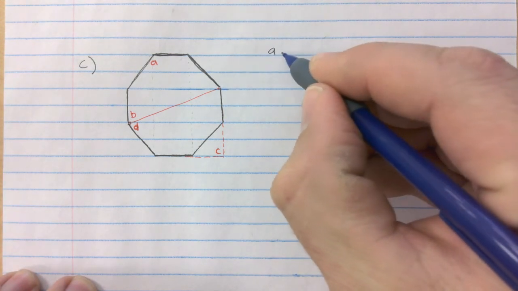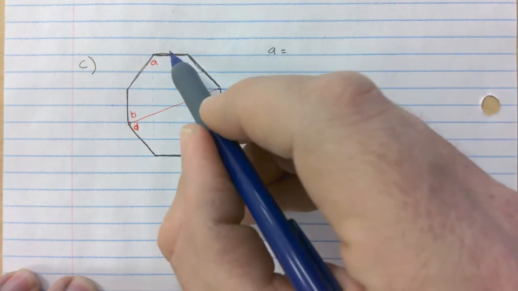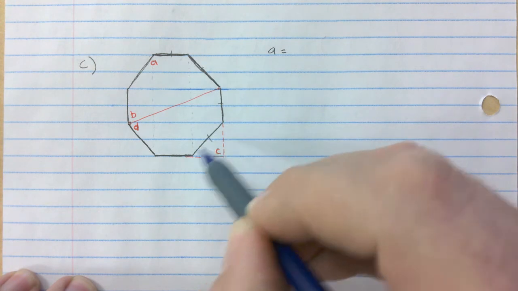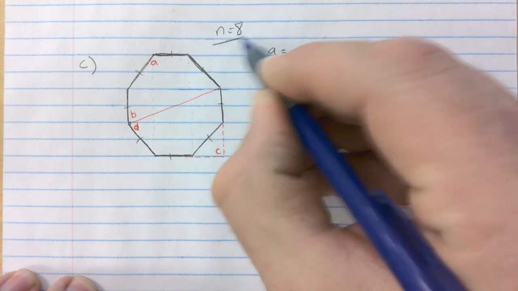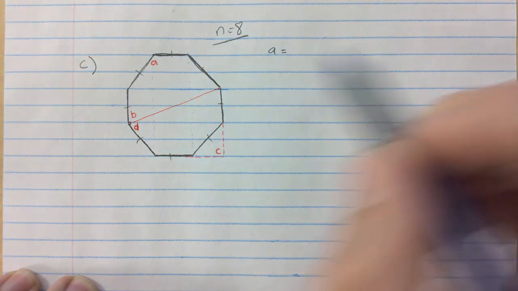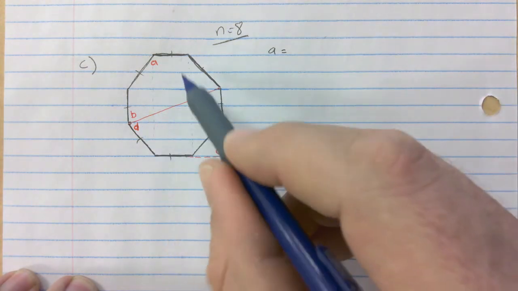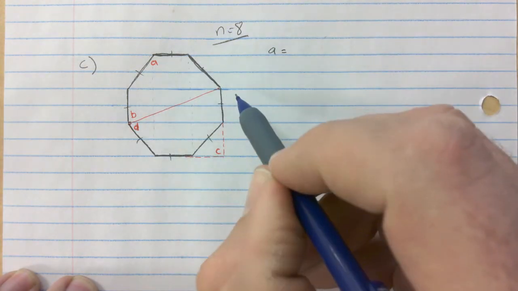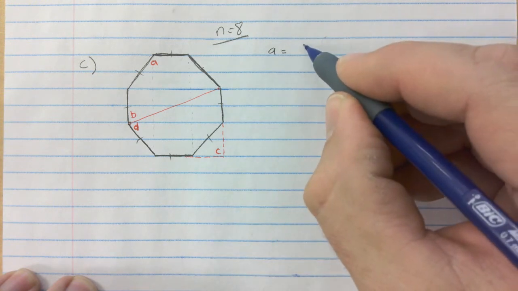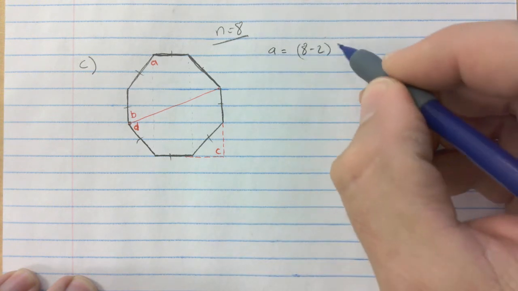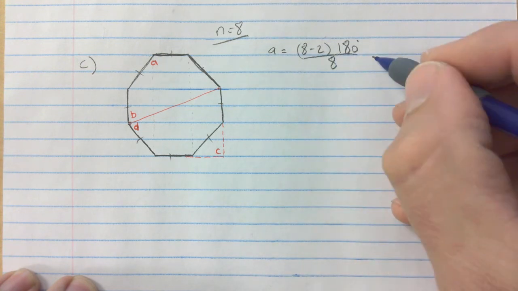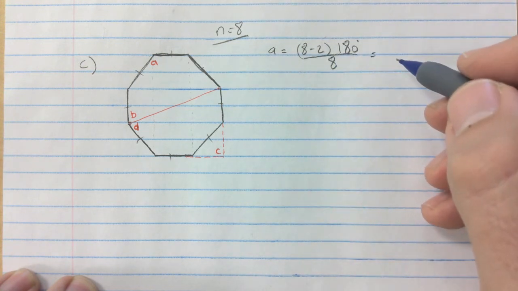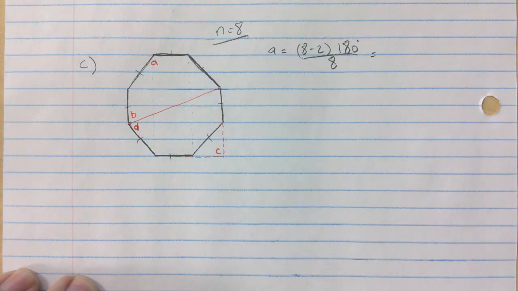So to find A, first of all, you realized 1, 2, 3, 4, 5, 6, 7, 8 sides, right? So n is equal to 8. That's important. Don't worry about this yet, right? Just count the outside, and it's 8. So that'd be 8 minus 2 times 180 divided by 8, right? So that'd be 135, right?